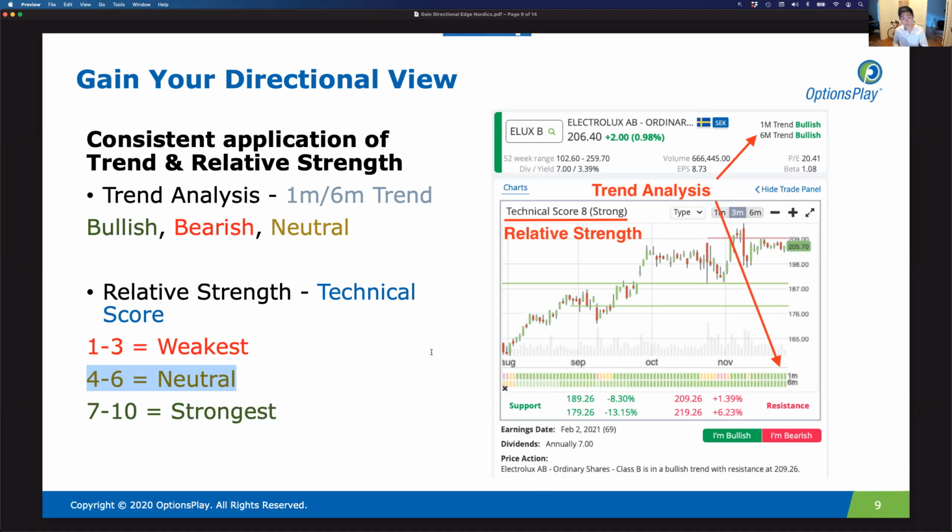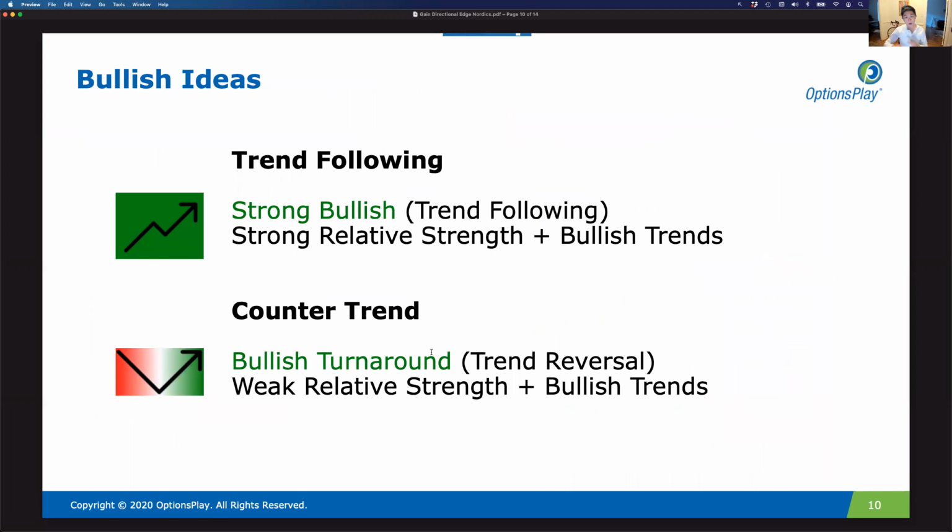So if you're looking for opportunities in the market, you can't just look at one or the other. If you only look at trend, then you're missing that relative strength picture. If you're looking at just relative strength, then you're missing the overall trend. So what we want to show you is how you can use these two indicators in conjunction with each other to actually gain a directional edge. For that, I'm going to show you 4 possibilities that you can use with trend and relative strength to identify specific trading opportunities.